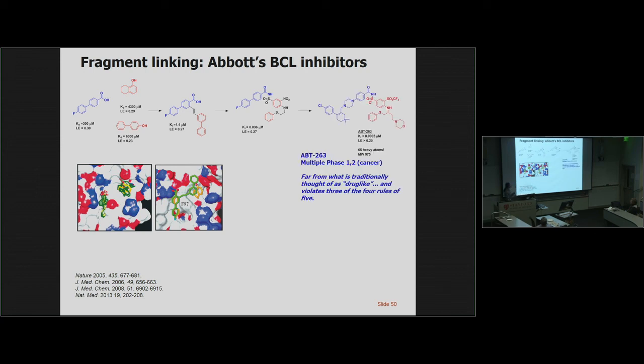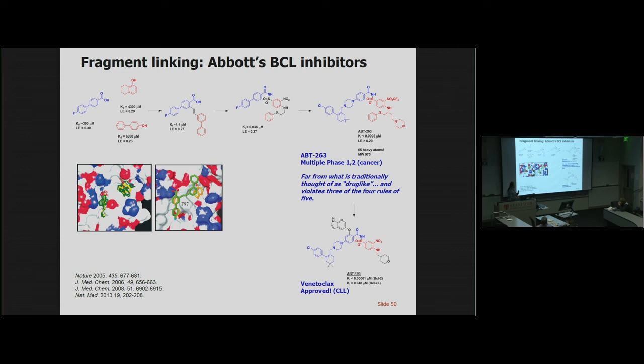ultimately getting to a molecule that went into the clinic, which they note is far from what's traditionally thought of as drug-like and violates 3 of the 4 rules of 5. This inhibits both BCL-XL and BCL2, and they realized they wanted a selective BCL2 inhibitor, so they did further optimization on this, ultimately getting to venetoclax, which has been approved for CLL and is actually quite an effective drug. And I think this is a nice example of breaking rules judiciously.